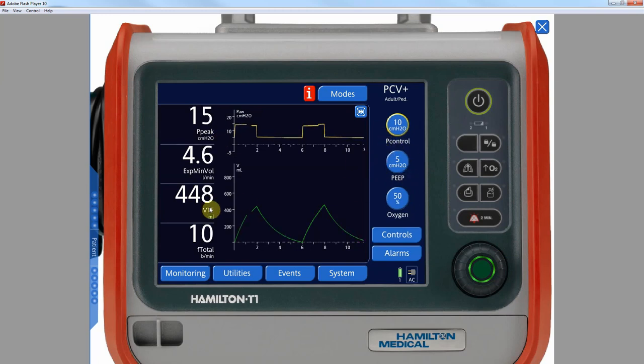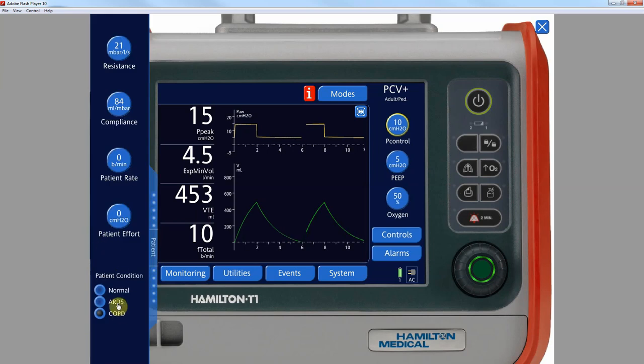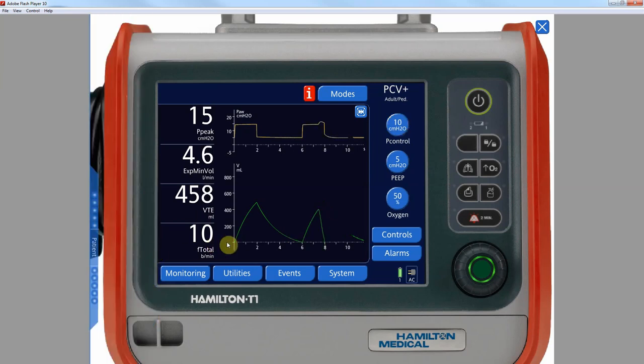So they're getting a pretty good tidal volume now. And that's because patients' lungs with COPD are usually pretty compliant. They're just kind of floppy, right? So they can accept a higher tidal volume. Let's see what this simulator does if they have ARDS. So we're simulating ARDS now.